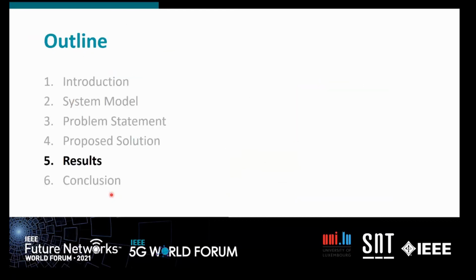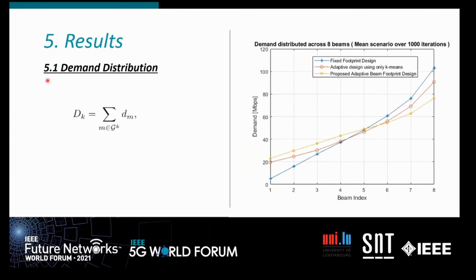Some results. The objective of this work is to distribute the total demand across all the beams as evenly as possible. And this will make sure that beams are not overloaded or underused. Accordingly, on the figure to the right, you can see that the fixed beam footprint design has the worst demand distribution, whereas the adaptive design using only k-means has shown some improvements. But when we take demand into consideration, the proposed adaptive beam footprint design performs the best.